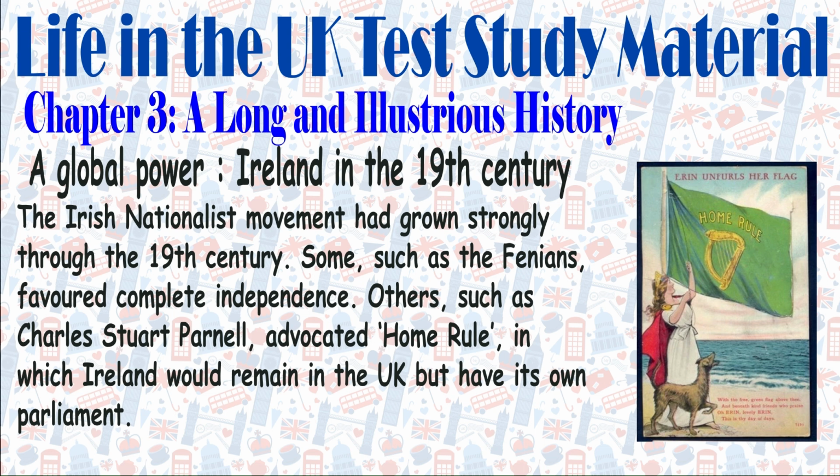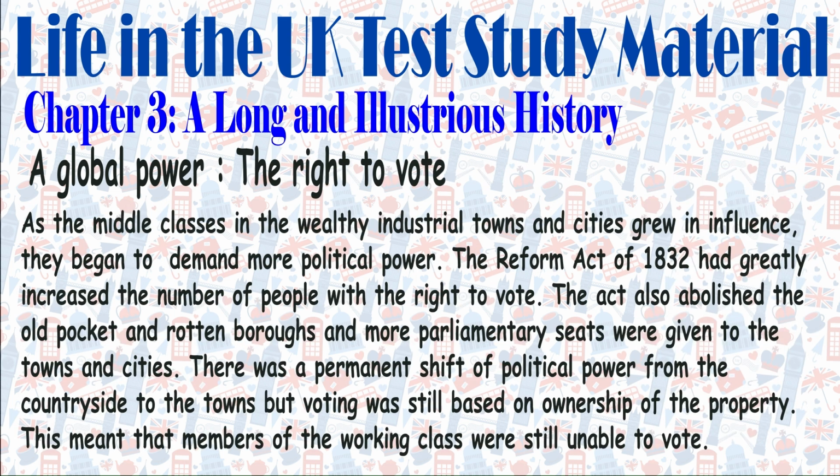The Irish nationalist movement had grown strongly through the 19th century. Some, such as the Fenians, favoured complete independence. Others, such as Charles Stuart Parnell, advocated Home Rule, in which Ireland would remain in the UK but have its own parliament.